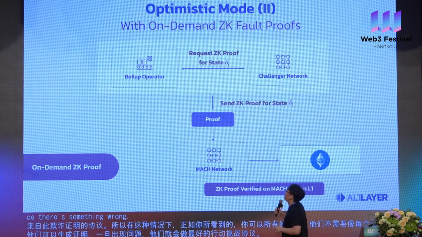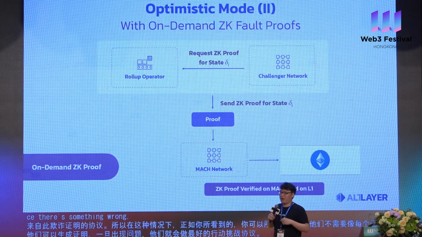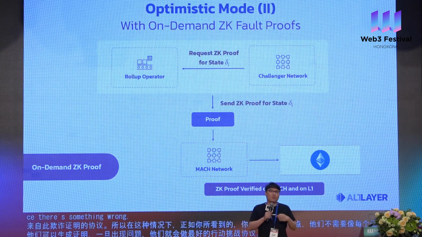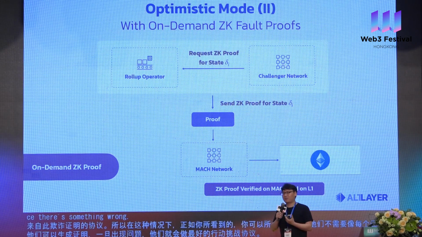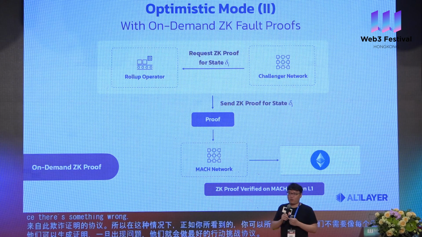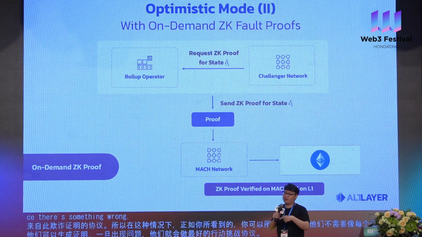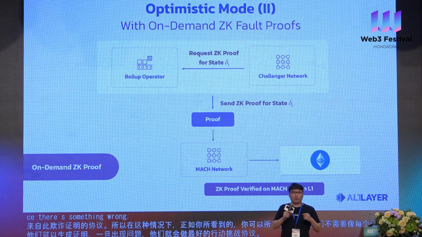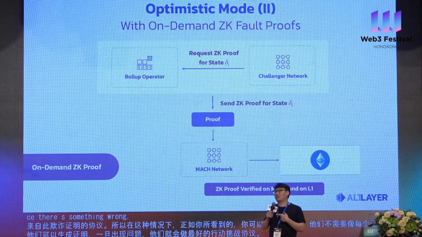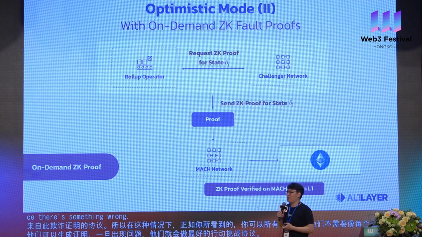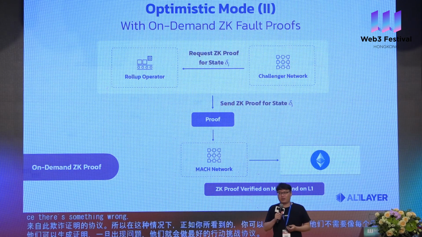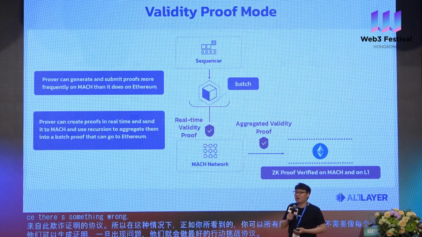On top of that, as I mentioned, apart from the fraud proof, we can also use ZK proof. Basically, once we find something wrong, we can generate a ZK proof to avoid this bisection protocol. This one-step proof, even though it takes some time and the cost is a little bit high, lets us do fully on-chain verification for these ZK proofs.